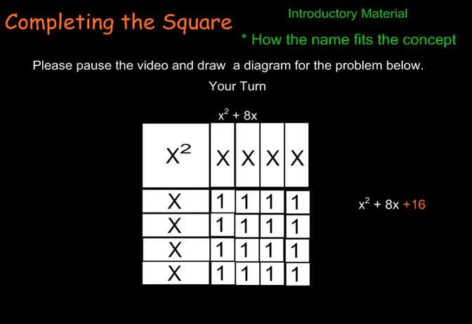Recognize that we could put a negative sign in front of the x term, so we could have an x squared minus 8x. It would work the same way, except instead of using x pieces, we would have negative x pieces. The part that we would add on would still be positive 16, but that is kind of the history behind where this idea of completing the square comes from.